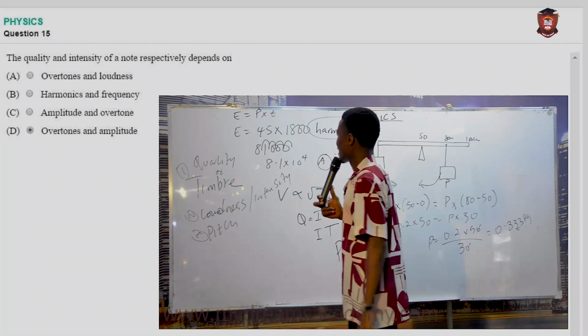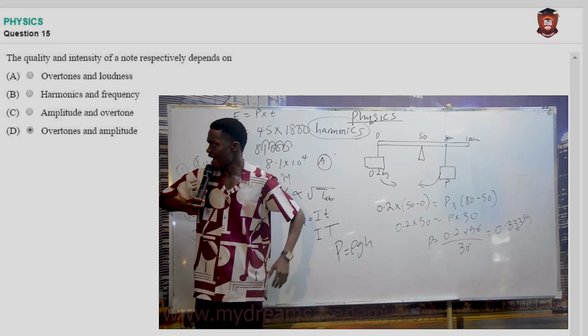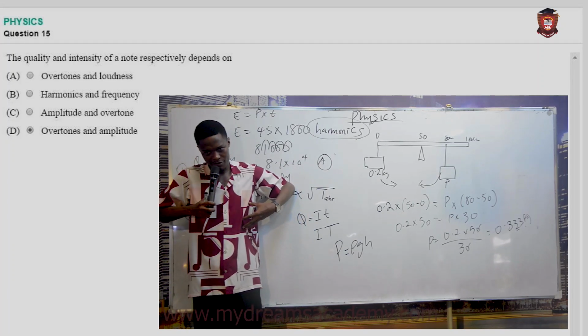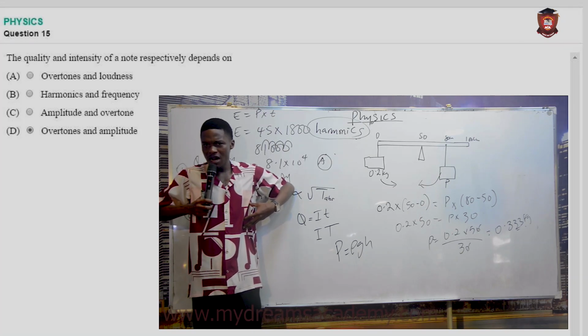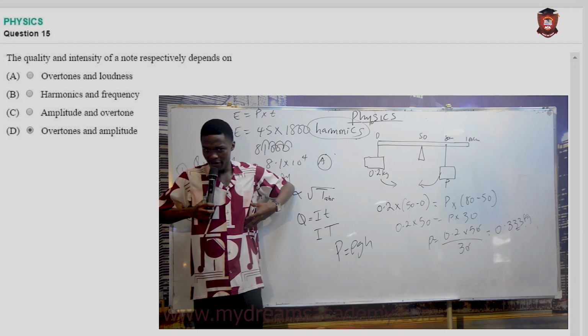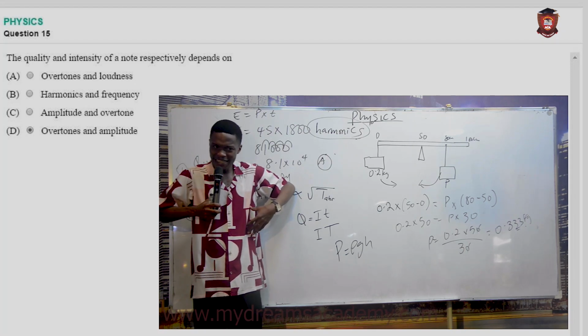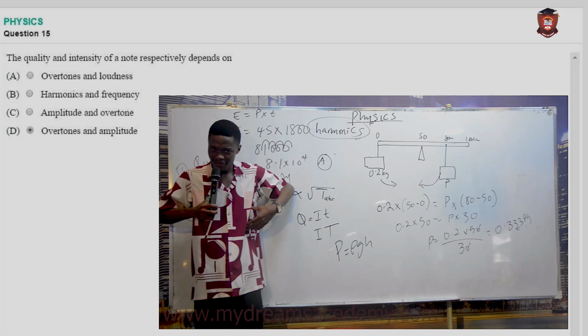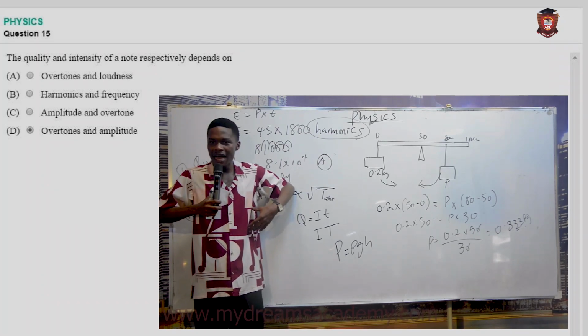So class, without looking at the board: pitch depends on what? What about timbre? Overtones and what? What about loudness? What about intensity? What about quality? What about pitch?